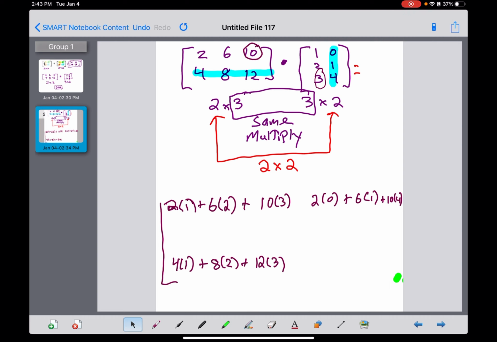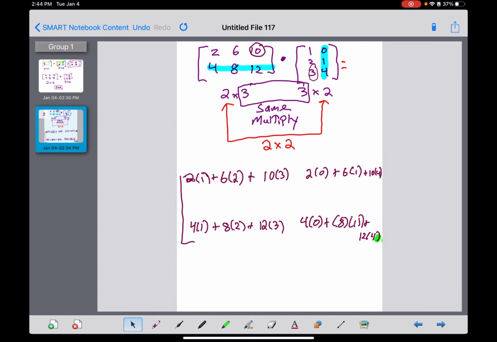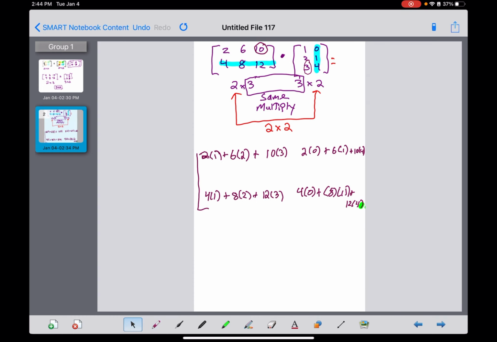Sorry. So what goes down here? 4 times 0 plus 8 times 1. Don't know why I put that in there, but I did. Plus 12 times 4. So we've got them all now taken care of. Now we're going to shrink it a little bit more because that's what I do. And now we figure out what it is.